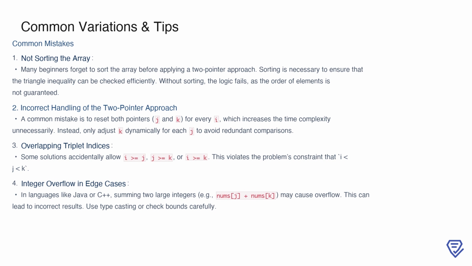Additionally, some solutions mistakenly allow overlapping indices, such as i equals j, j equals k, or i equals k. This violates the constraint that i is less than j, which is less than k, so it's important to enforce this properly. Lastly, in languages like Java or C++, integer overflow can occur when summing large values, leading to incorrect results. Be mindful of this and use techniques like typecasting or boundary checks to prevent it.